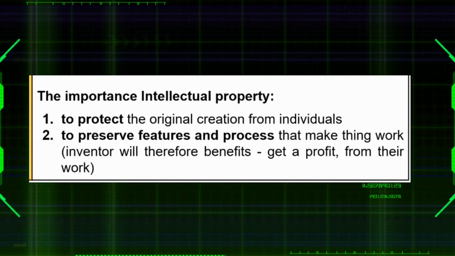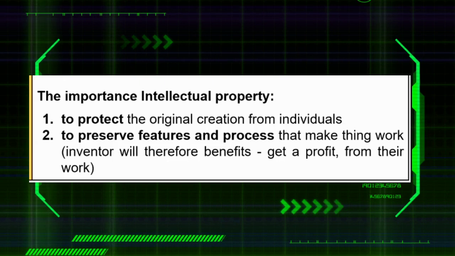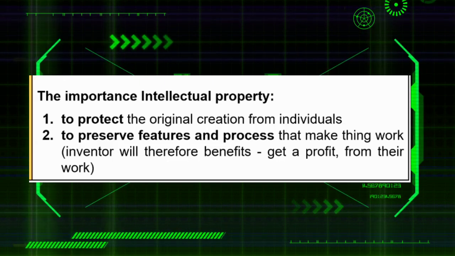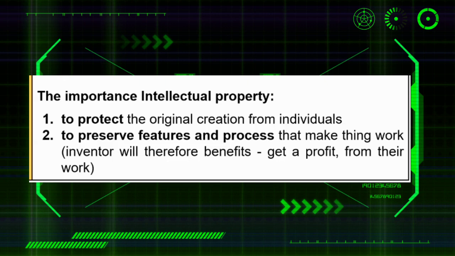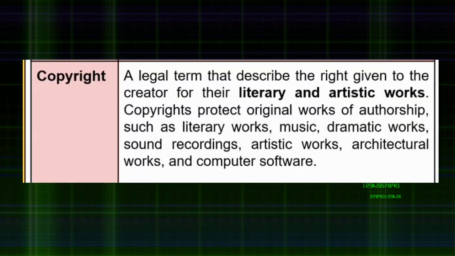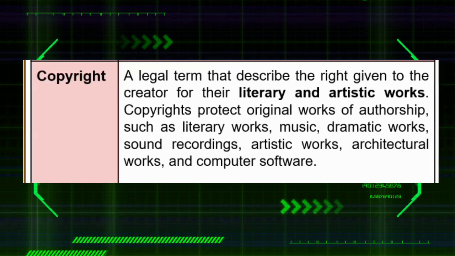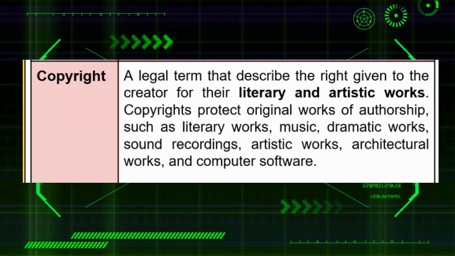Firstly, we need to understand the importance of intellectual property. Therefore, intellectual property plays a vital role in protecting the original creation from individuals and in preserving the features and processes that make things work. For example, an inventor will get a profit from their work. Basically, we can divide intellectual property into three types.